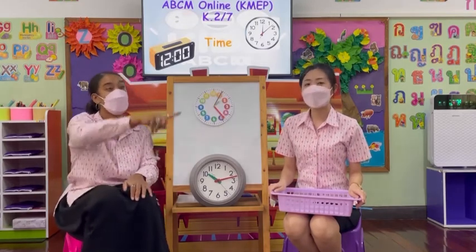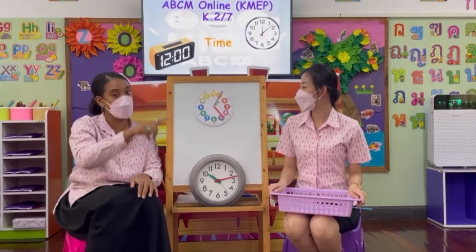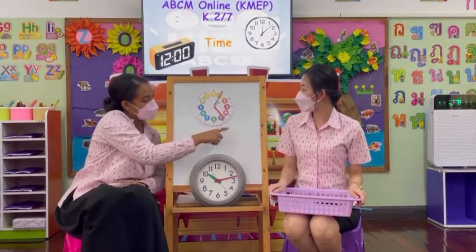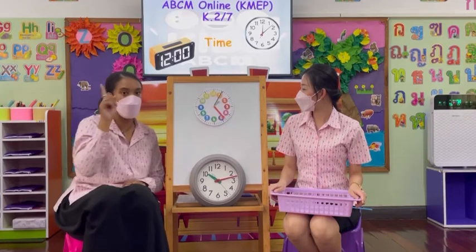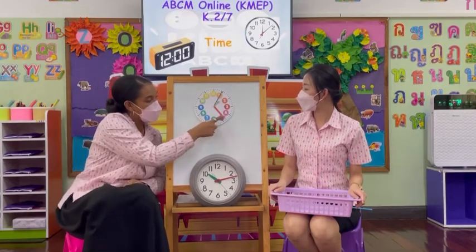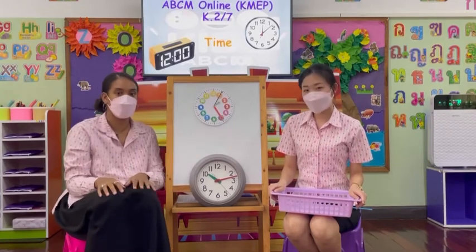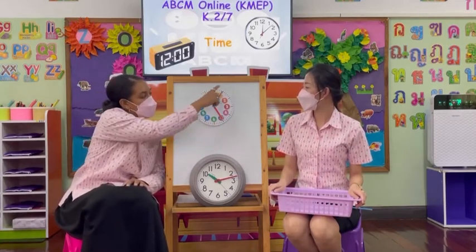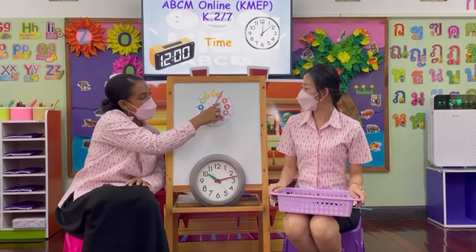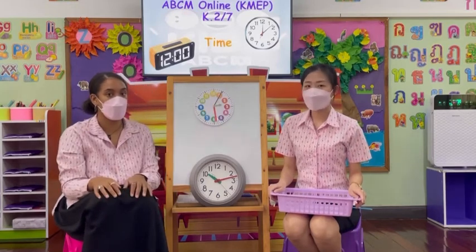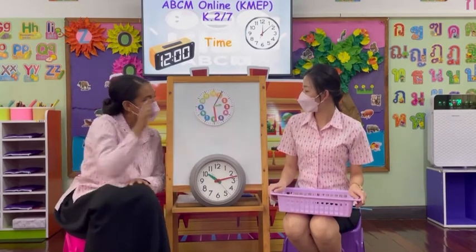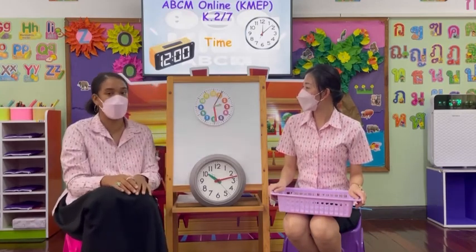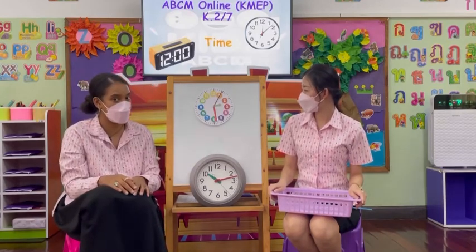And our second hand goes the fastest around our clock. And once the second hand has gone around our clock one time, our minute hand can move. Okay, and then once our minute hand has gone around the clock one time, our hour hand can move. So the second hand is the fastest and the hour hand is the slowest.